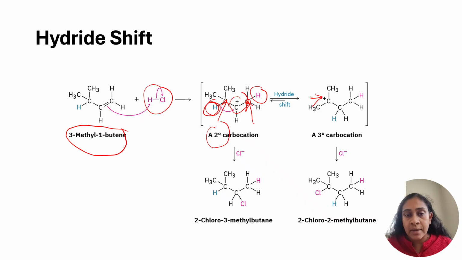Chloride then attacks and it will form the product. Without the rearrangement, we would obtain 2-chloro-3-methylbutane. But because formation of the tertiary carbocation is favorable, the rearrangement product is favored. So we will see 2-chloro-2-methylbutane as the major product.